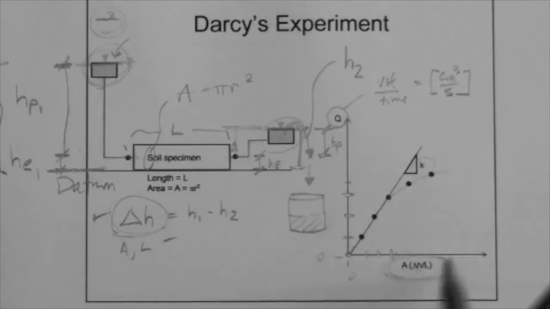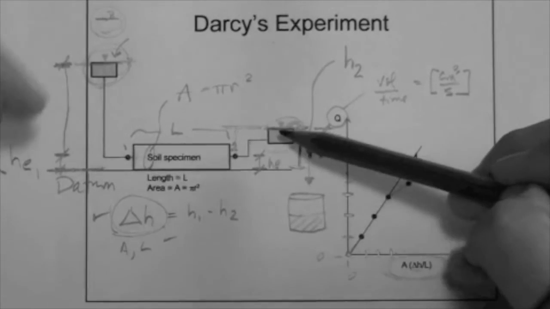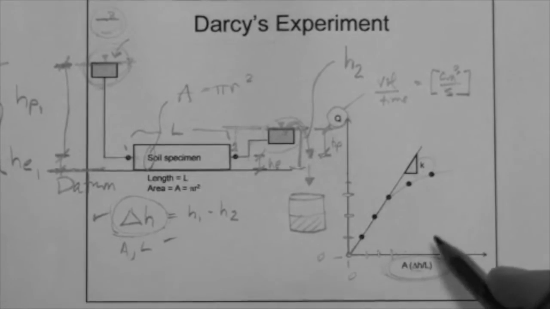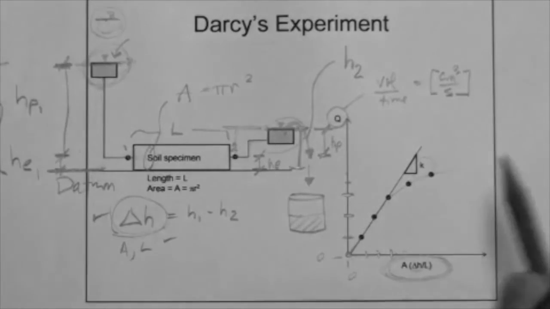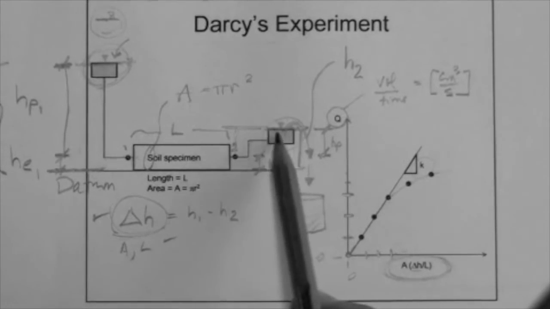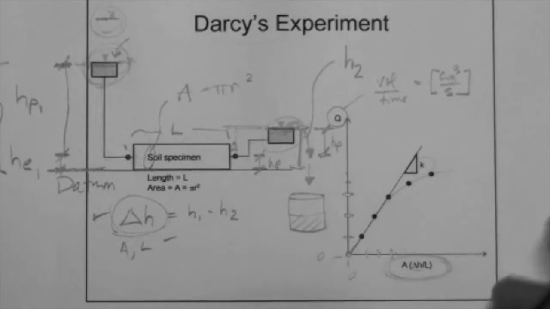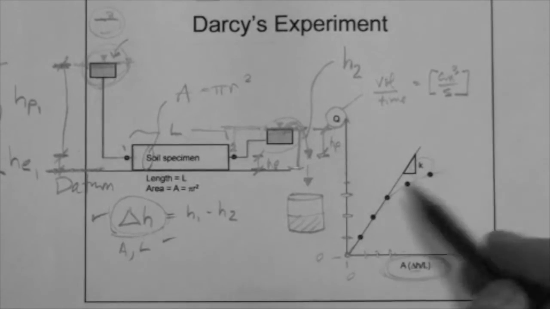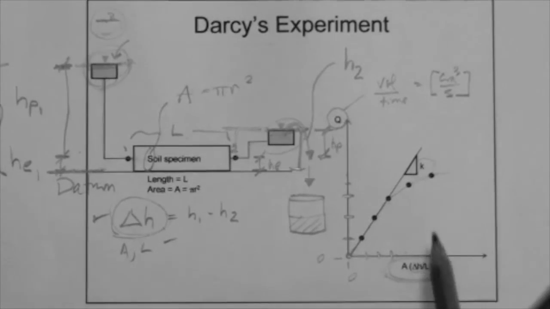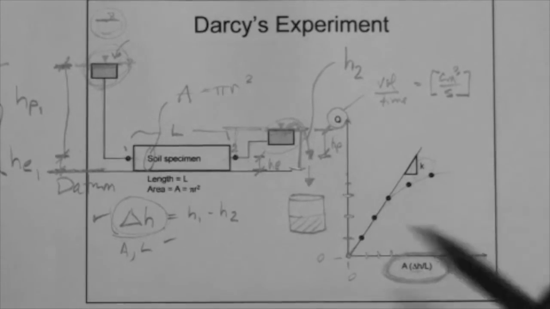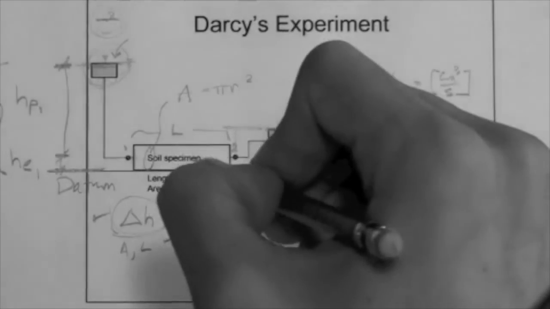You would get the same type of trend, because what you're doing is just increasing delta H by separating them and increasing the distance between them, because the distance between them is actually delta H. Okay, so then he says, this is great. There is a relationship between what I impose, my setup, and the flow rate that I measure for a given soil.